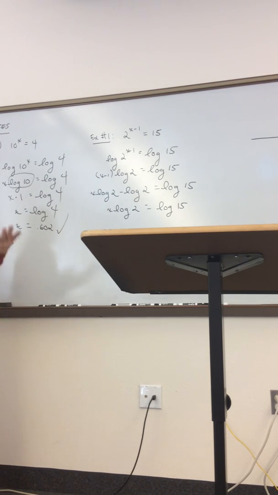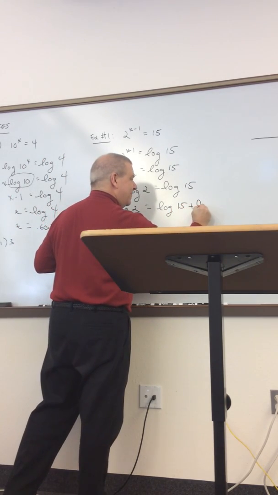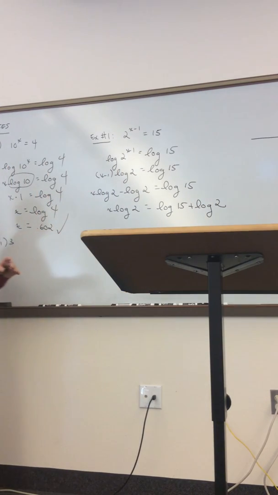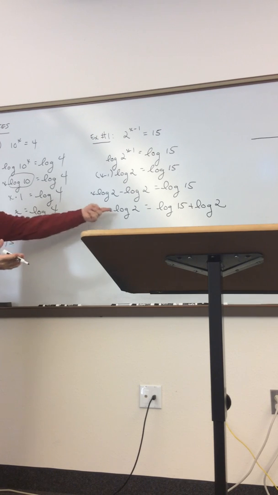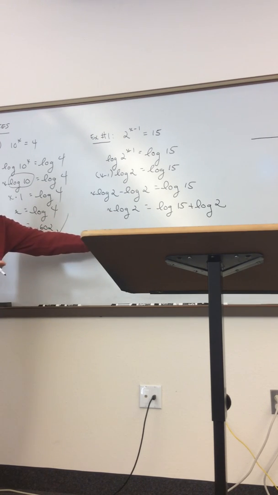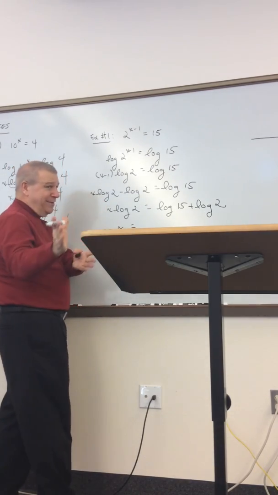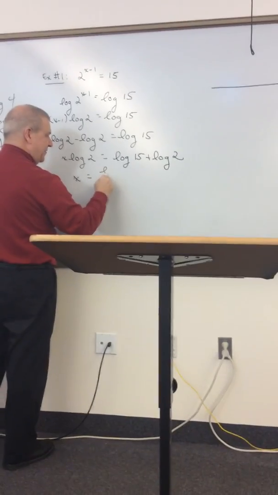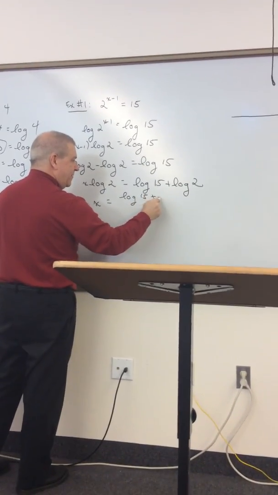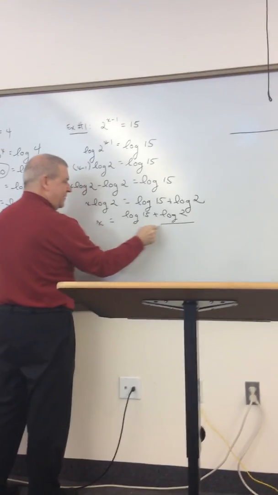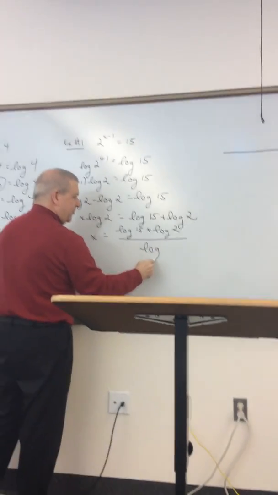Man alive, guys, it's a regular linear equation. Plus log of 2. Who has a question? Okay, I want to solve for x. So what do I have to do to both sides? I've got x log of 2. I want just x. So what am I going to do? Divide by log 2. Okay, now make sure you're putting this on the paper. So it's all of this, log of 15 plus the log of 2, divided by the log of 2.